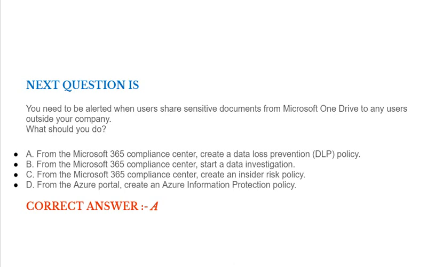Option B. From the Microsoft 365 Compliance Center, start a data investigation. Option C. From the Microsoft 365 Compliance Center, create an insider risk policy. Option D. From the Azure portal, create an Azure Information Protection policy. Correct answer is option A.